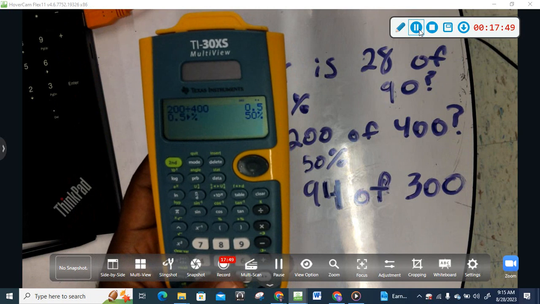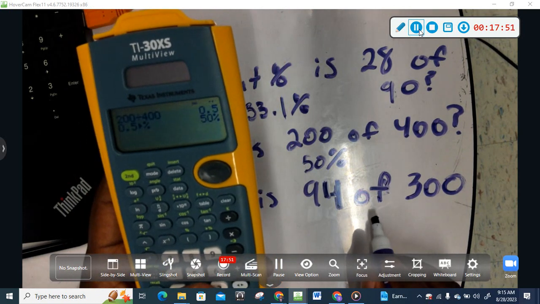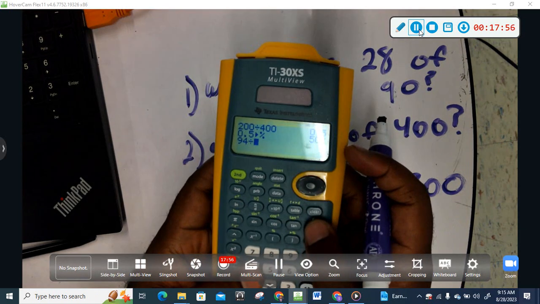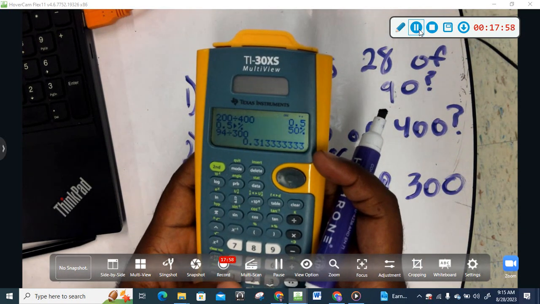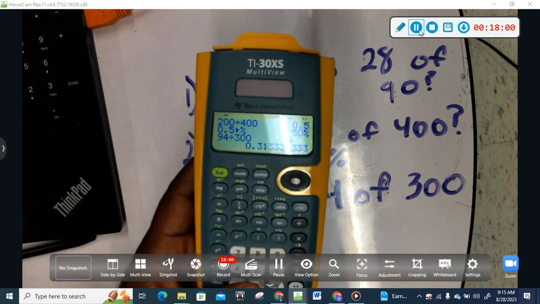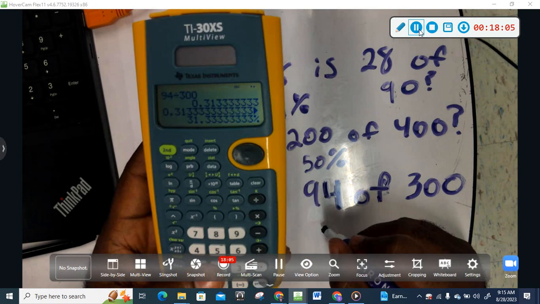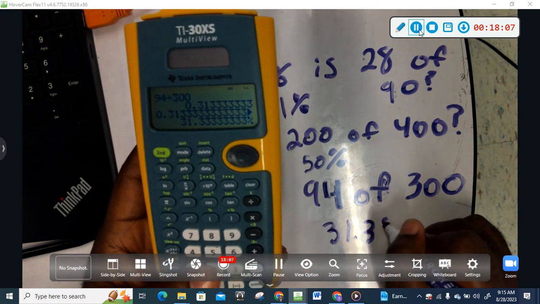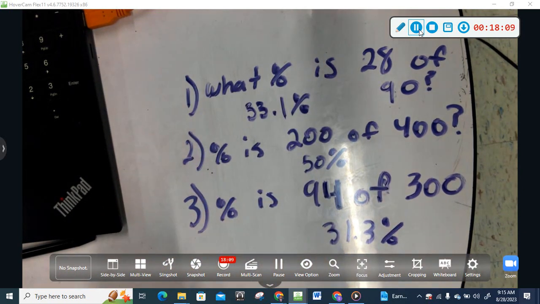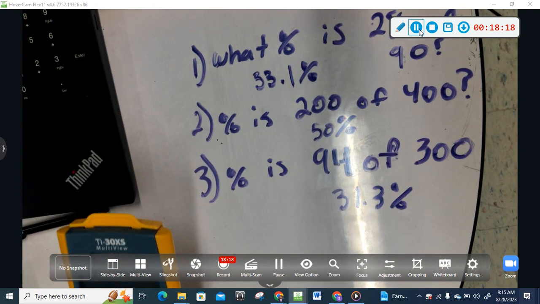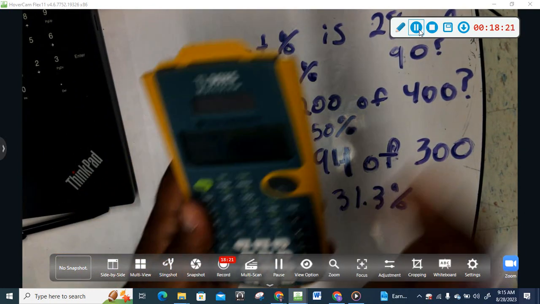Now we got 94 of 300. So 94 divided by 300. Enter. And then second, right parentheses. 31.3%. Anybody get anything different? When you convert them to percentages? Yep. Once you do that, convert to percentage. Second, right parentheses.